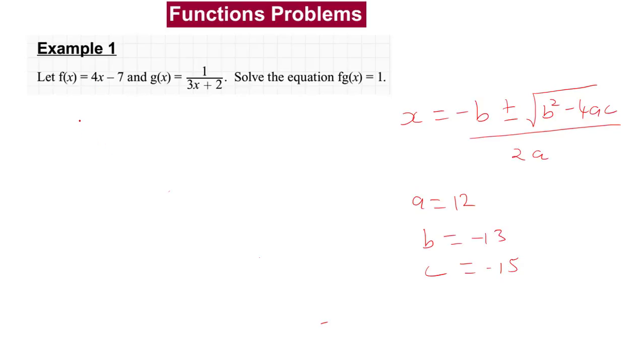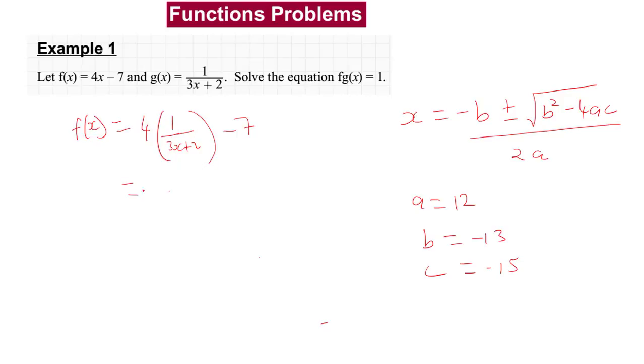So f of x is equal to 4, and we're going to times it by the x, the input. But this time the input is g of x, so 1 all divided by 3x plus 2. Then you close the bracket because that's what the input is, and we minus 7 there.